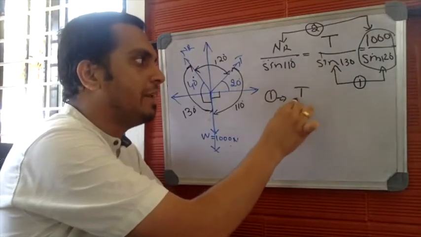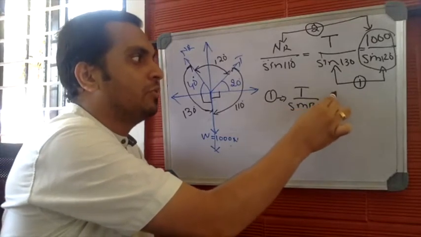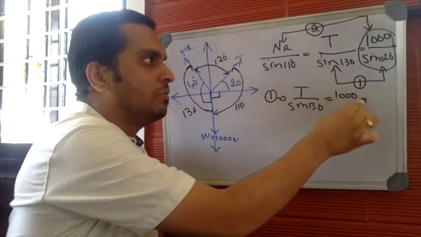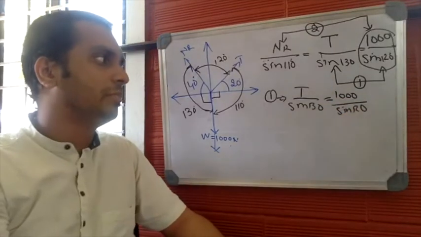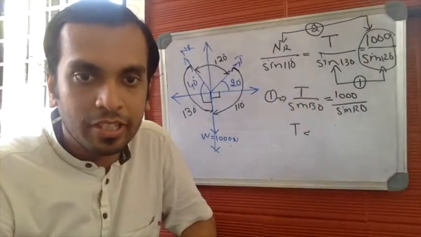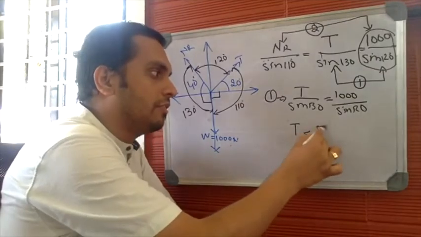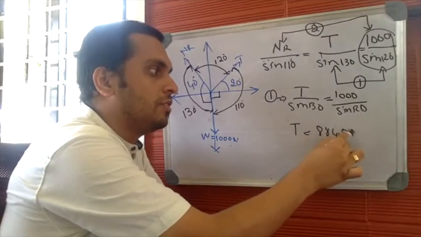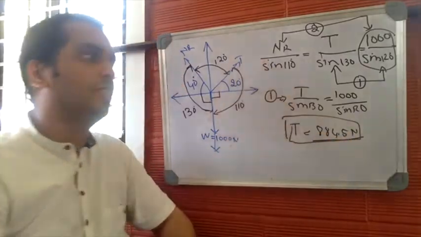Equation number 1 is T by sine 130 is equal to 1000 by sine 120. In this equation, T is 1000 into sine 130 divided by sine 120, which will be 884.5 newtons. You got the value of one of the unknown forces.